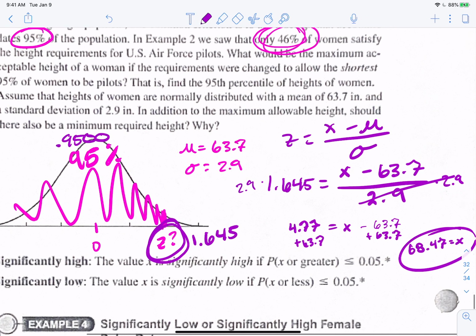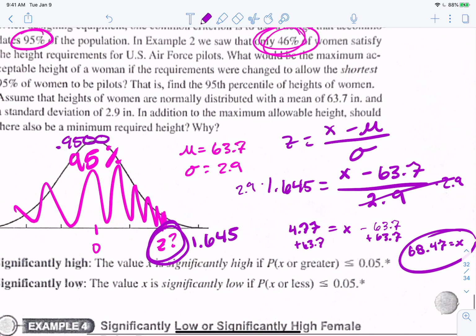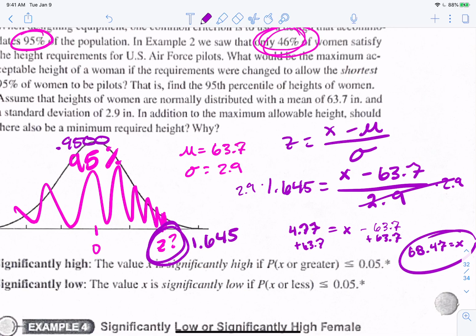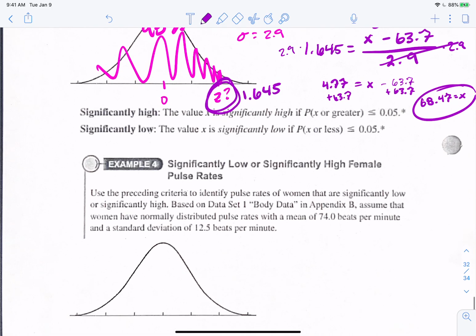Let's see if we answered all the question. In addition to the maximum allowable height, should there be a minimum required height? Yes. Why? They might not reach the pedals. That's the big one. So, maximum, they're probably going to have us do minimum here in just a minute. Anyway, so maximum height requirement would be 68.47 because only 5% don't meet that, all right?